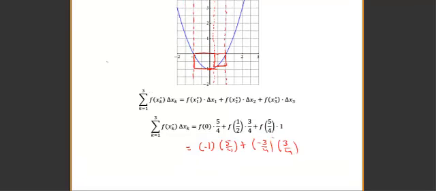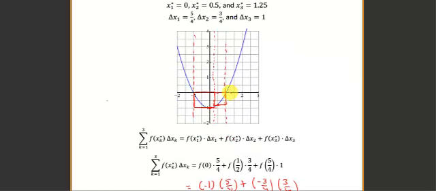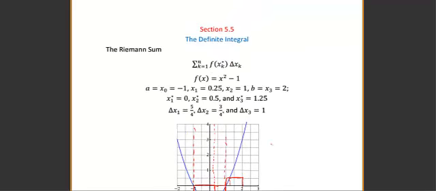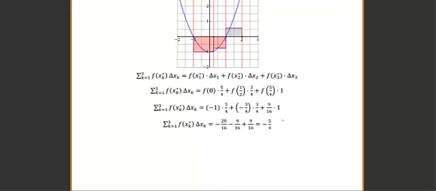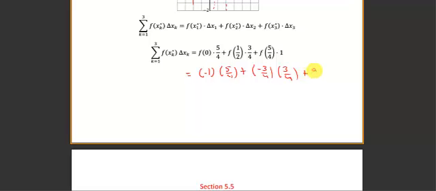And then f of x sub 3 star is f of 5/4, right here. I'll have this rectangle, it'll be 1 wide, and f of 5/4 is 25 over 16 minus 1, where 1 is 16 over 16, so this will be 9 over 16. Plus 9 over 16 times 1.